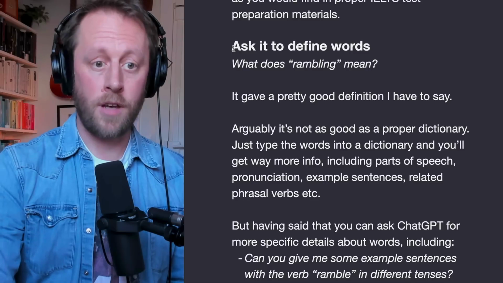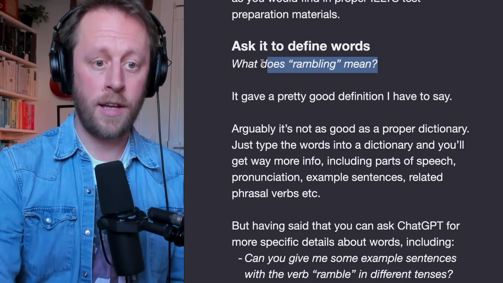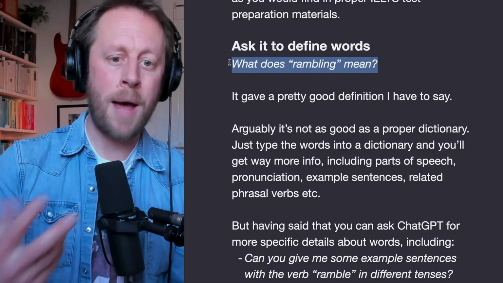Okay, let's move on to another possible function of ChatGPT, and that is using it like a dictionary. Can it replace a dictionary? So you can ask it to define words. My prompt is, what does rambling mean?